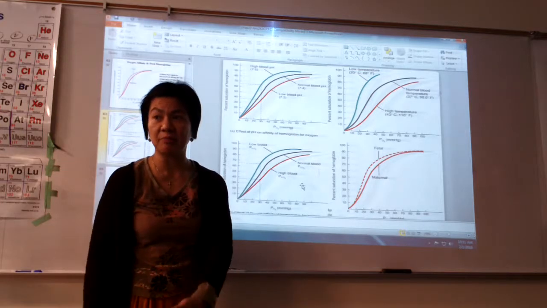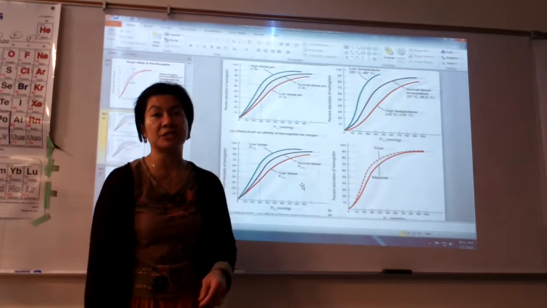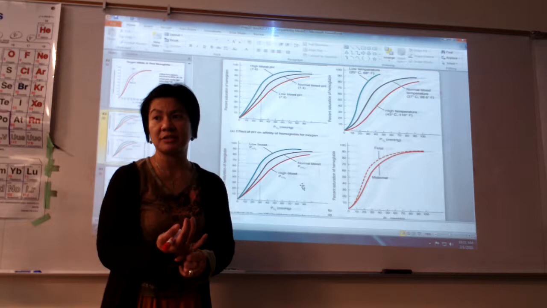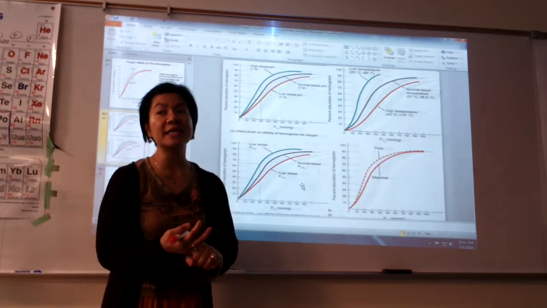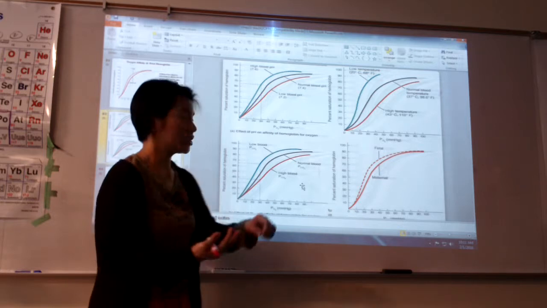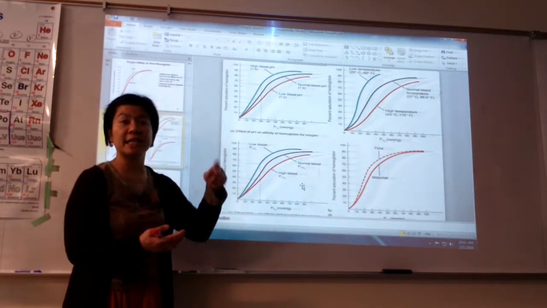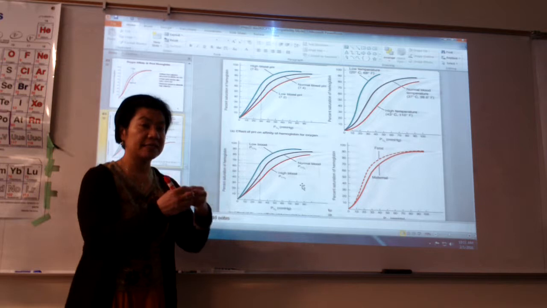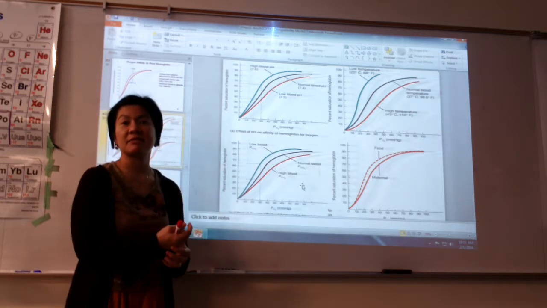Acidic conditions will promote delivery of oxygen there. How about increased temperature, right? Heat will cook your meat, and so heat will also denature that hemoglobin, releasing the oxygen that's there.